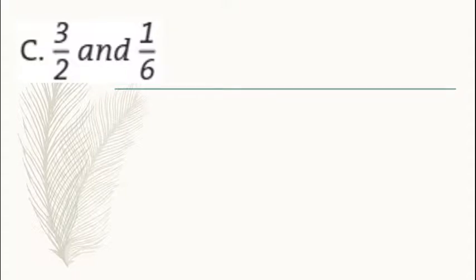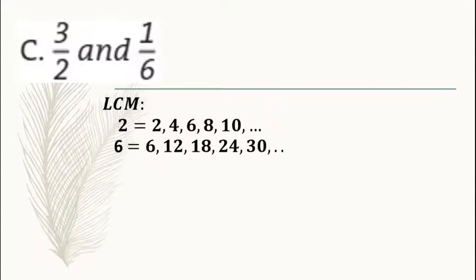3 over 2 and 1/6. So as you observe, they are improper fractions. So we don't need to convert anything. So we'll just find our LCM of 2 and 6. The multiples of 2 are 2, 4, 6, 8, 10. The multiples of 6 are 6, 12, 18, 24, 30, and so on. So we need to find the smallest or least common multiple between 2 and 6.